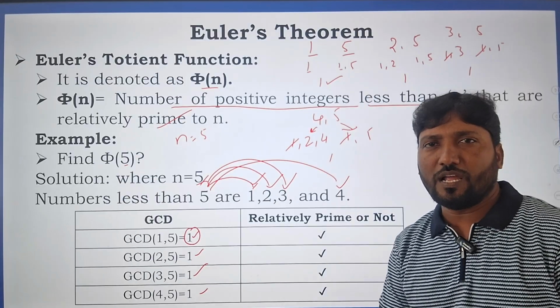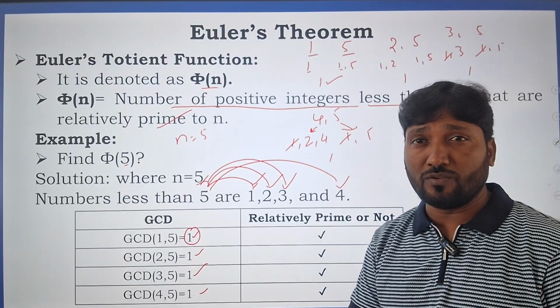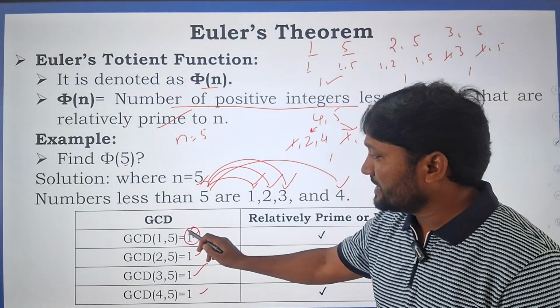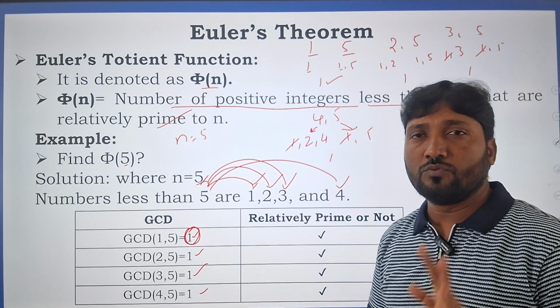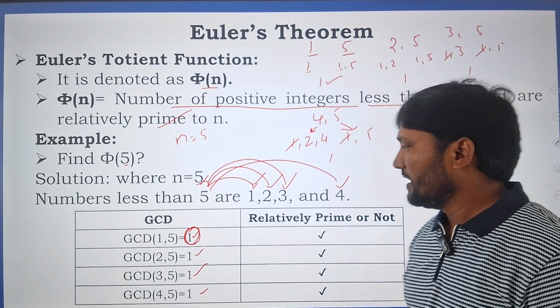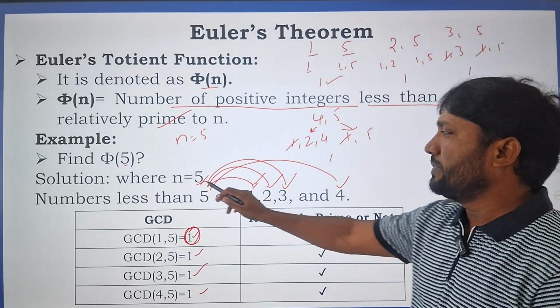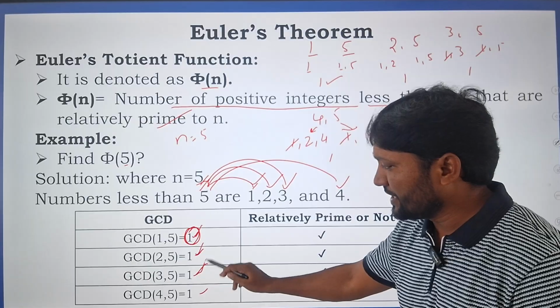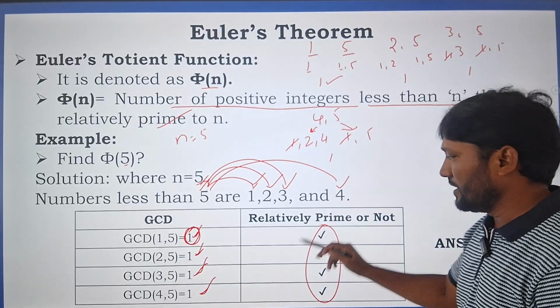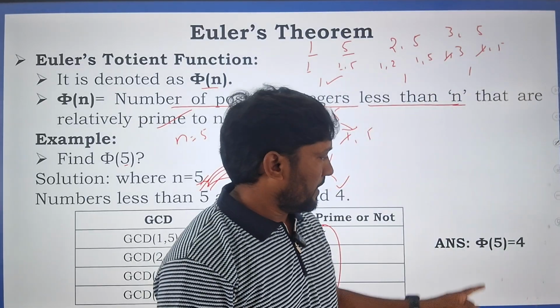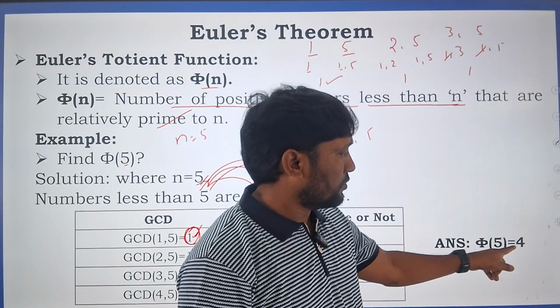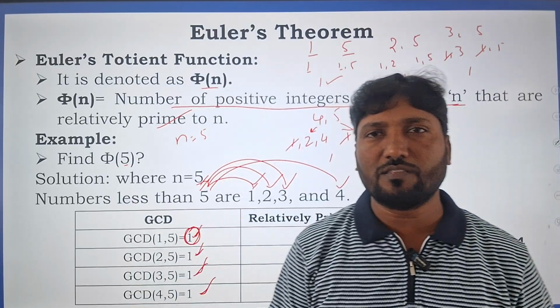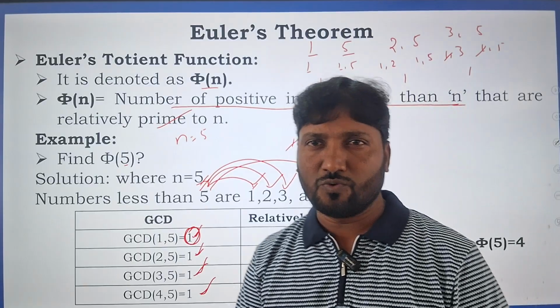So now how can we identify the phi of n value? The GCD value must be 1. Those values can be considered relatively prime to the particular n. How many ones are there? 1, 2, 3, 4. Totally 4. Now what is the phi of n value? Phi of 5 equals 4. This is the Euler's Totient function.